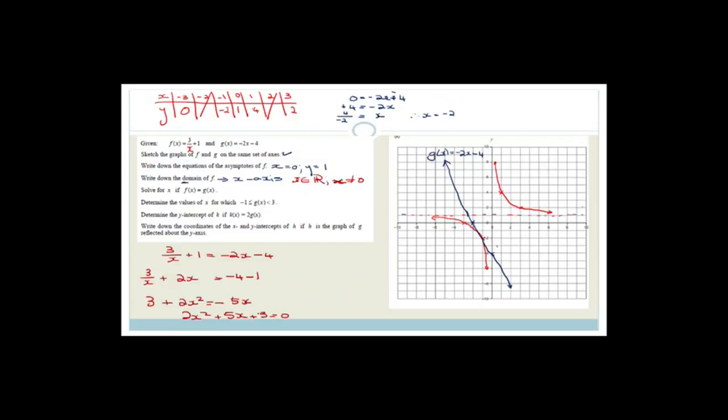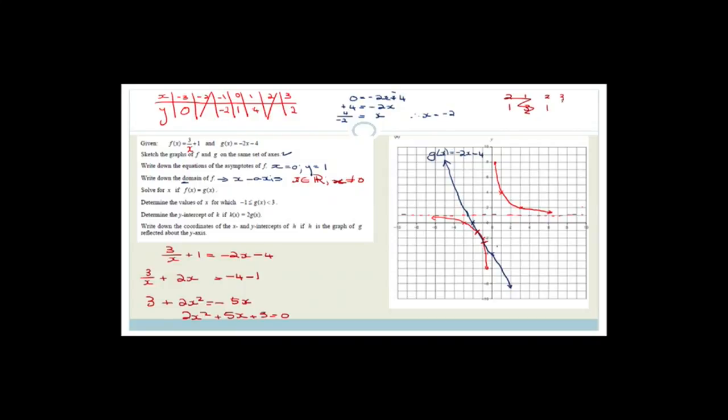So we do have 2 points. We've got a point probably here and a point here. Okay, so now we have to solve this. So it becomes, do you agree the factors are 2 and 1 and 1 and 3? That doesn't work, does it? No.